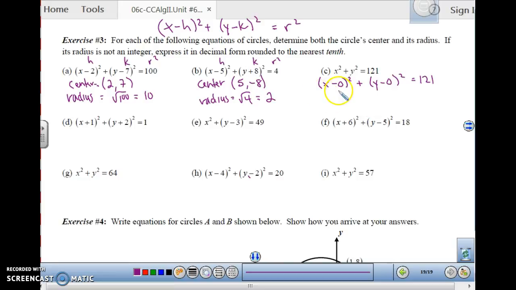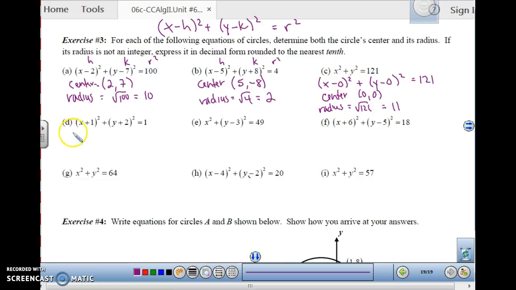So this tells me, if it's just x squared plus y squared, that means my center is actually going to be at the origin. My center is going to be at 0, 0. What's my radius going to be? My radius is going to be the square root of 121, which is 11. Done. So if it's just x squared or just y squared, your coordinate is going to be 0.